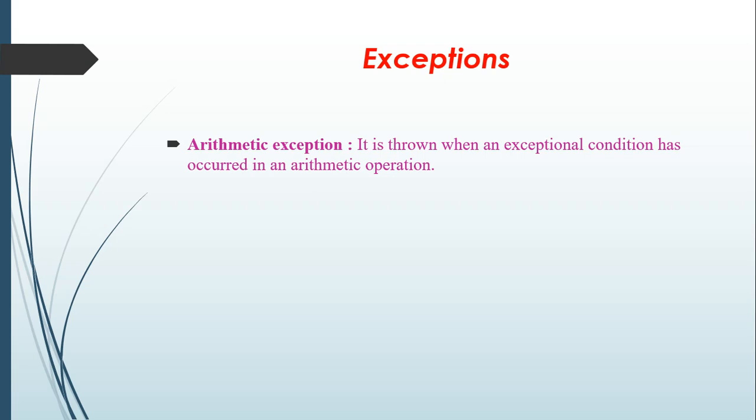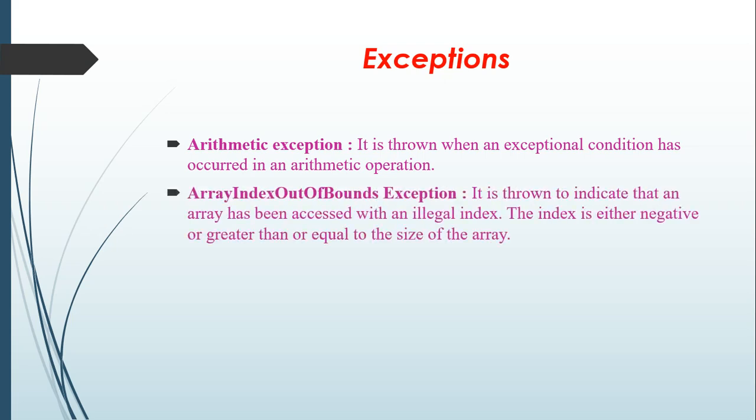First one is ArithmeticException. It is thrown when an exceptional condition has occurred in an arithmetic operation. Whenever an exception occurs in an arithmetic operation, that type of exception is known as ArithmeticException. Second is ArrayIndexOutOfBoundsException. It is thrown to indicate that an array has been accessed with an illegal index, or we can say that if the index is either greater than or equal to the size of the array, then it is ArrayIndexOutOfBoundsException.